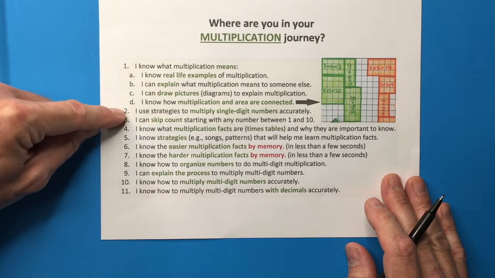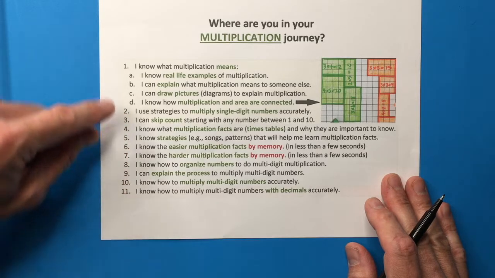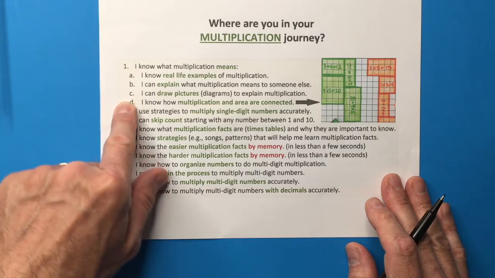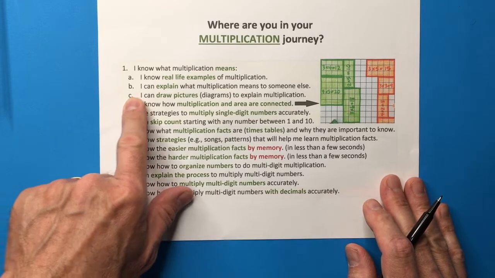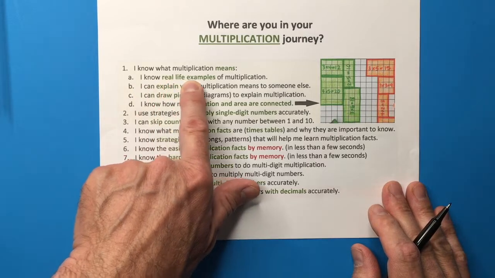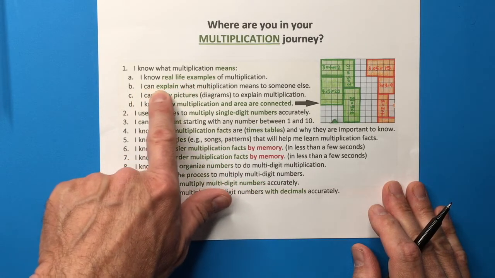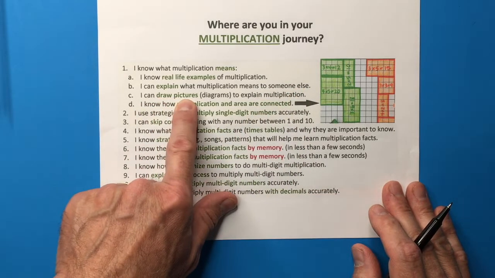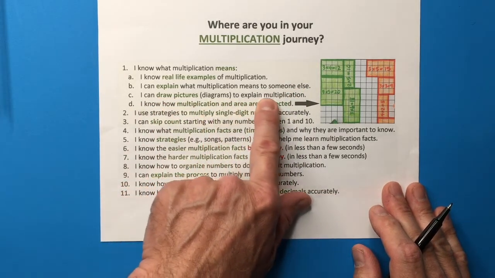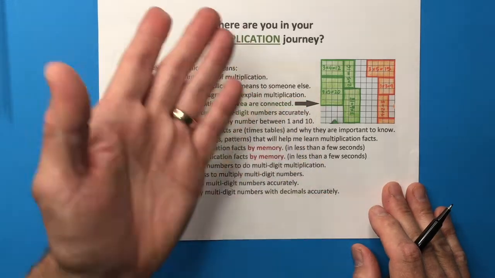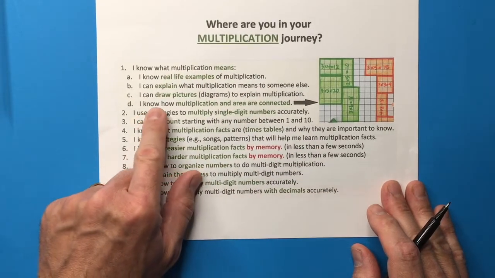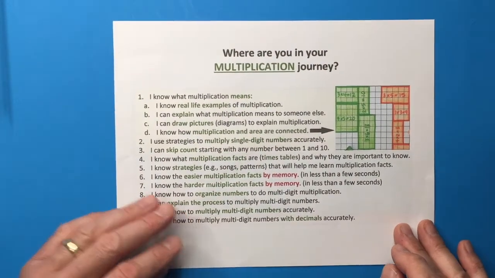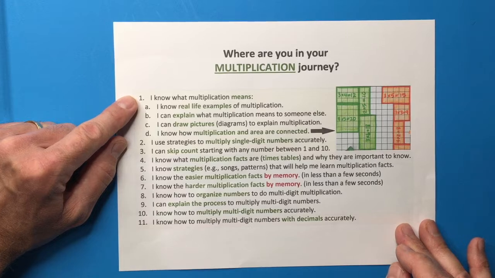And you really shouldn't go on to anything else unless you're 100% clear about all 4 of these. Do you know what multiplication means? If you do, you know real-life examples. You can explain what multiplication means to someone else. You can draw pictures or diagrams to explain multiplication to yourself and other people. And you know how multiplication and area are connected. So that's number 1. I know what multiplication means.